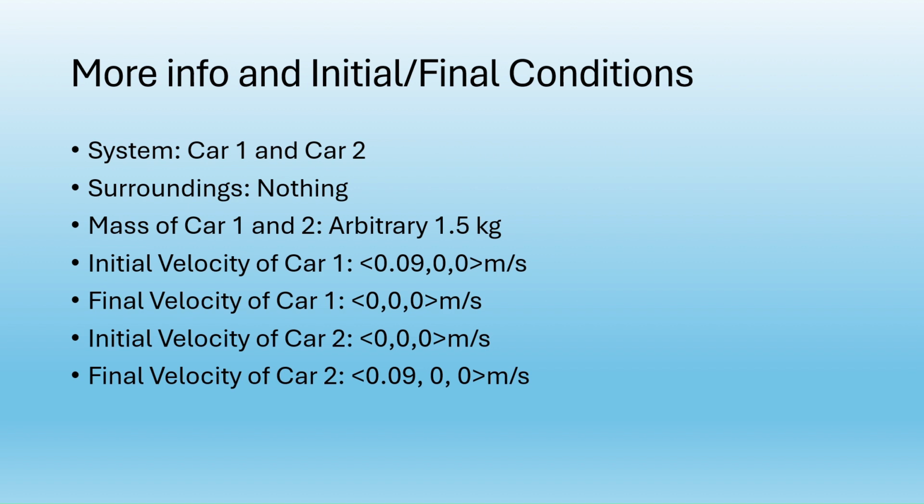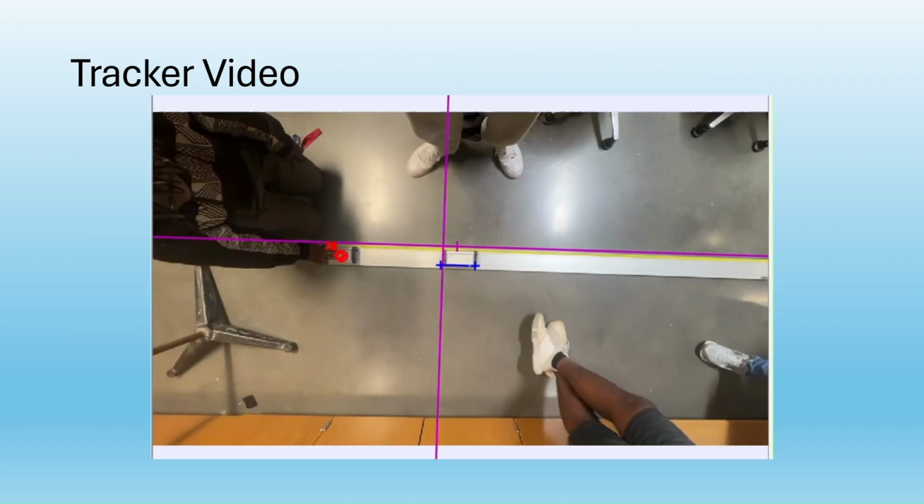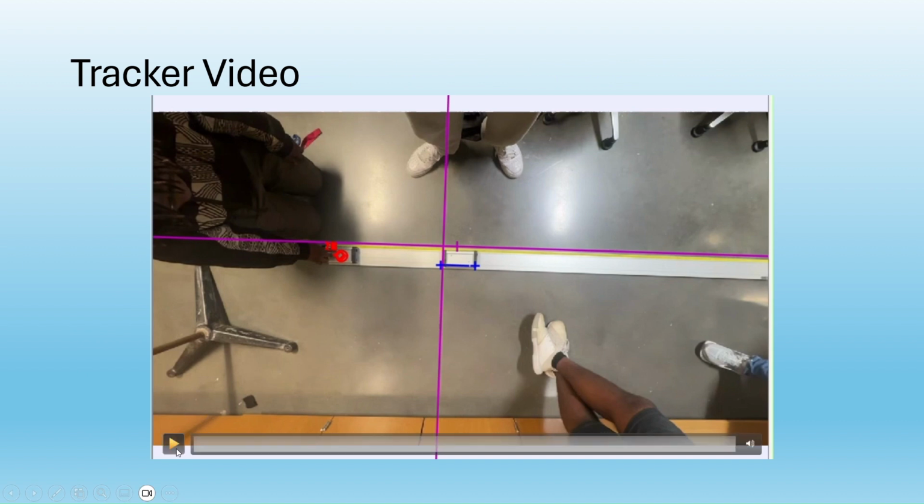So, more info on initial and final conditions. You can see my info here about the system and the surroundings and initial and final velocities. My system was two cars, car 1 and car 2, and the surroundings was nothing. You can see the rest of the information below. I'm going to play a quick video to show you all how we analyze the data.